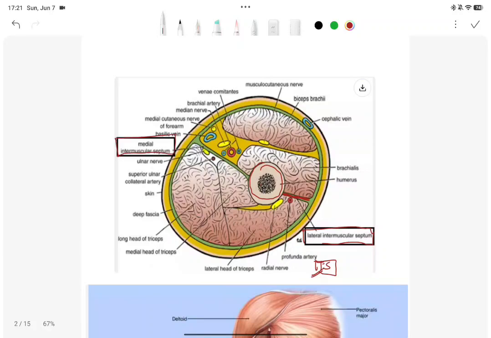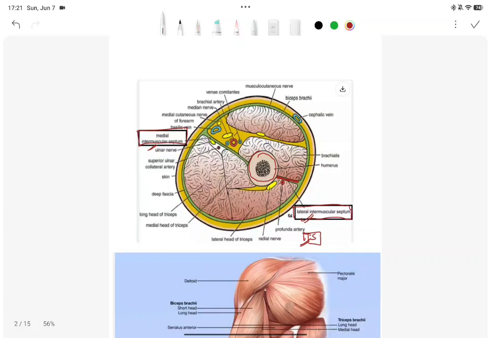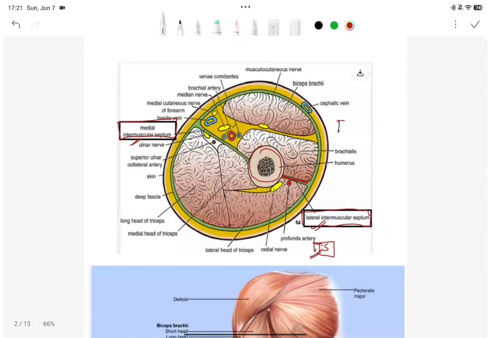So the medial intermuscular septum and lateral intermuscular septum, along with the humerus, divide the arm into two compartments. One is the anterior or flexor compartment, and another is the posterior or extensor compartment. This is the posterior or extensor compartment.